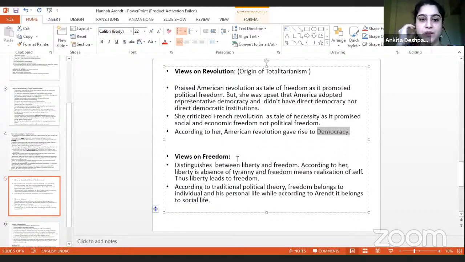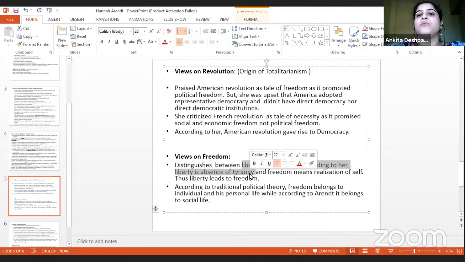Then her views on freedom. She's again giving her own views. According to her, there is a difference between liberty and freedom. Liberty means absence of tyranny. Tyranny, I have taught you when I taught you Aristotle, is when one particular person rules for his own selfish interest, for power, for money. So according to her, liberty means absence of tyranny, while freedom means realization of self. Self development scope is given by freedom, while liberty is negative because it is the absence of somebody telling you what to do and what not to do.